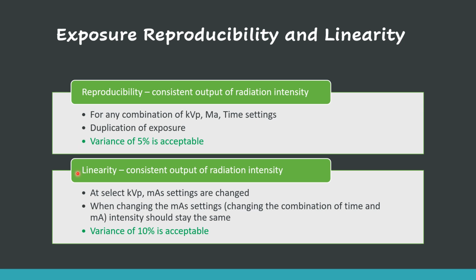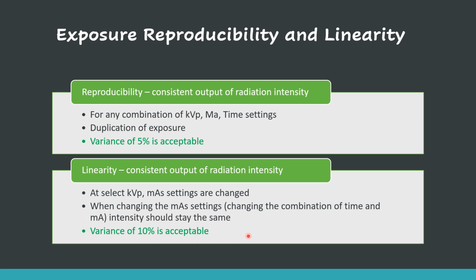Linearity is consistent output of radiation intensity at a selected kVp when mAs settings are changed. So linearity is different in that we only change mAs. When changing the mAs settings, or the combination of time and mA, intensity should stay the same. The variance for this is 10%.